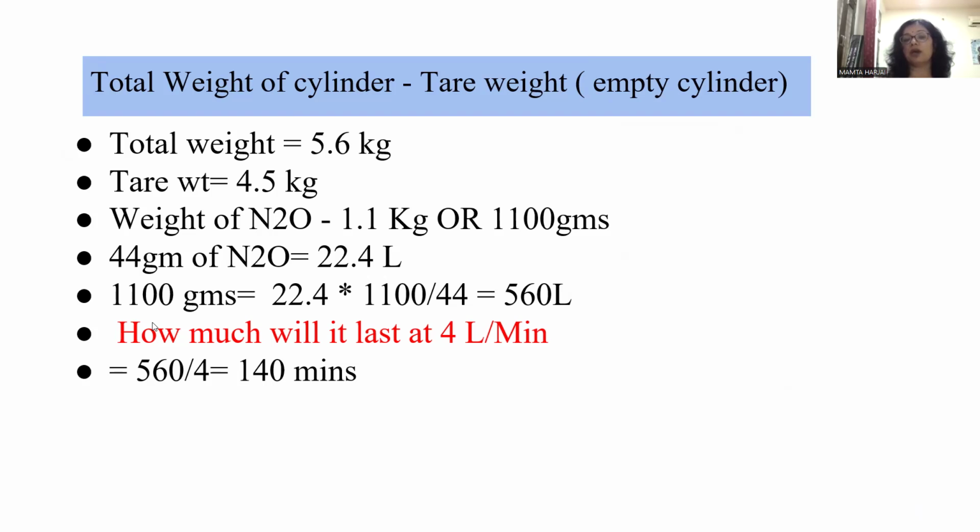So with the 1100 grams, it comes out to be 560 liters. So this cylinder will have 560 liters of nitrous oxide in it. And how long will it last? Again, if we divide it, we'll get the minutes or hours.